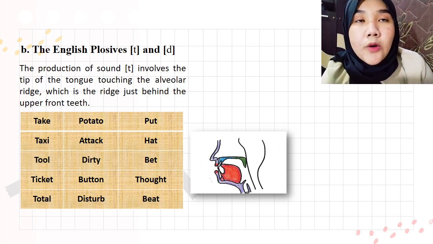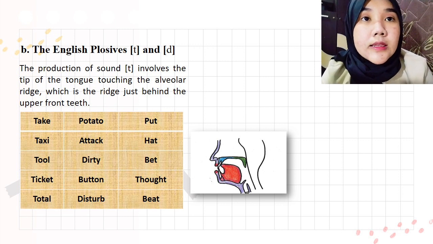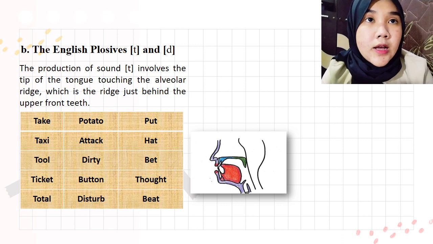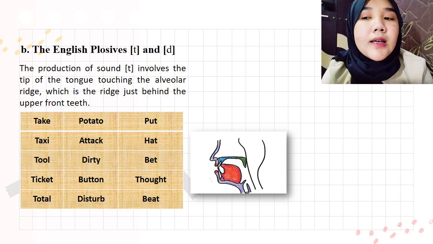In the beginning of words are tag, taxi, pool, ticket, total. And then in the middle of words are potato, attack, dirty, button, disturb. And then at the end of words are put, head, pet, told it.